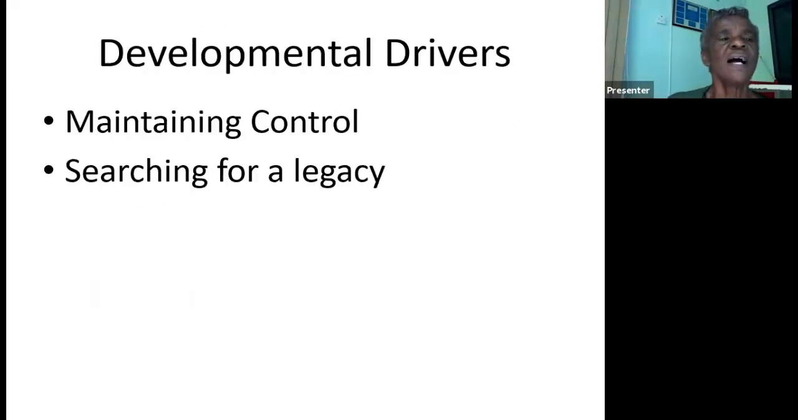All right. So he thinks, while we know about the first few years of life, what children do and some of the milestones they have to come to terms with in order to move successfully to the next phase, people think that at old age there is no other development. But for him, some developmental drivers are maintaining control and searching for a legacy. What do these things mean?